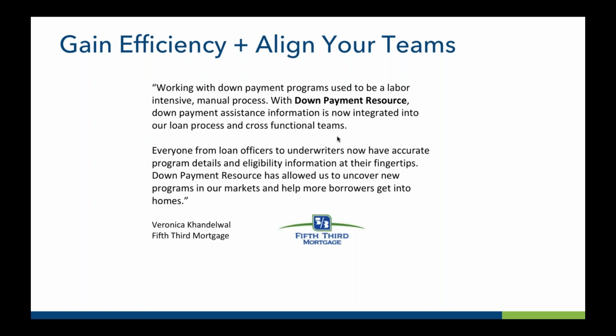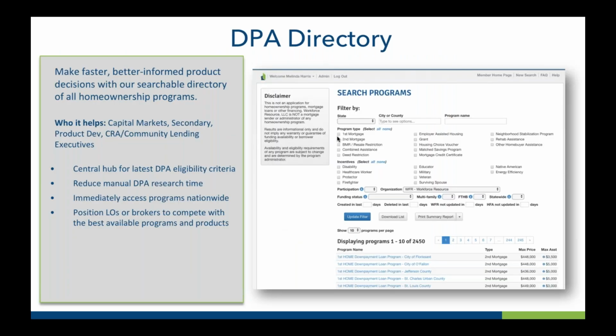But to wrap it all up, this is what we hope to do for you. This is what we hope this information, this data, perhaps our tools can do for you. So with that, I don't have a whole lot of time left, but I'm going to do a quick demo of our DPA directory. That is a searchable index of all of our homebuyer programs around the country to help you make faster and better informed product decisions.